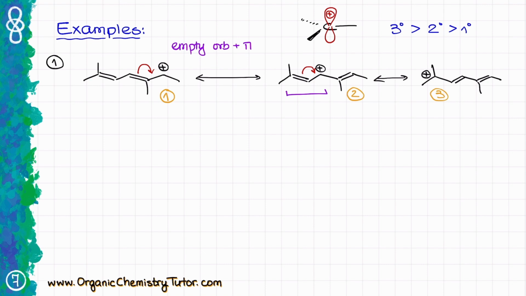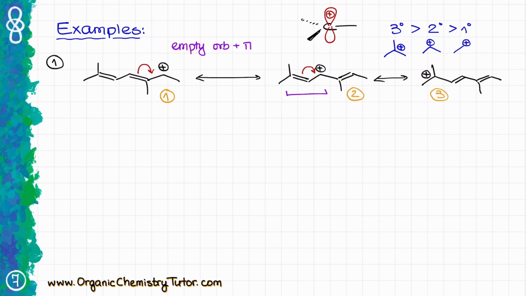And in order to determine what type of contributor you have in front of yourself, whether it's primary, secondary, or tertiary, just look at how many other carbons are connected to your carbon with a plus. In the case of a tertiary contributor, you're going to have 3 other carbons. For the secondary contributor, you're going to have 2 other carbons, and the primary contributor will only be connected to 1 other carbon.